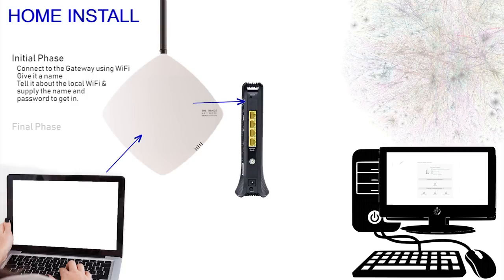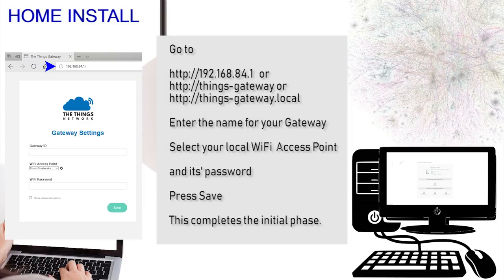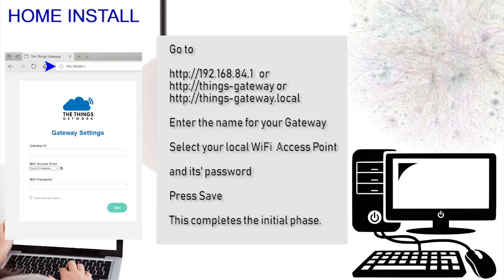To prove the link between the laptop and the gateway, go to either http://192.168.84.1 or http://things-gateway or http://things-gateway.local. They should all lead to this page, to go to the formal gateway settings page. This requests your details for the name of the gateway and the Wi-Fi access point for it to be used to access any local internet.